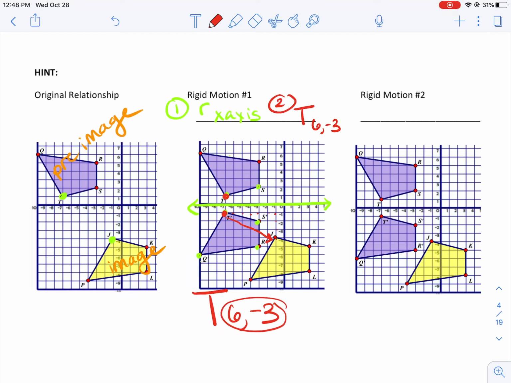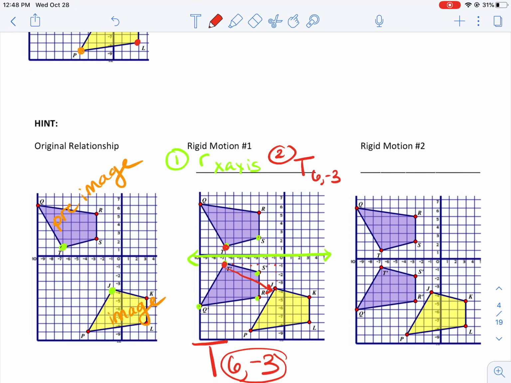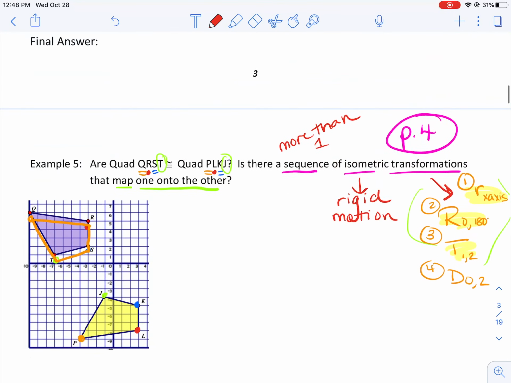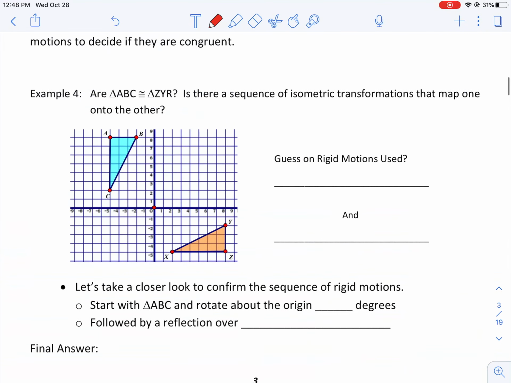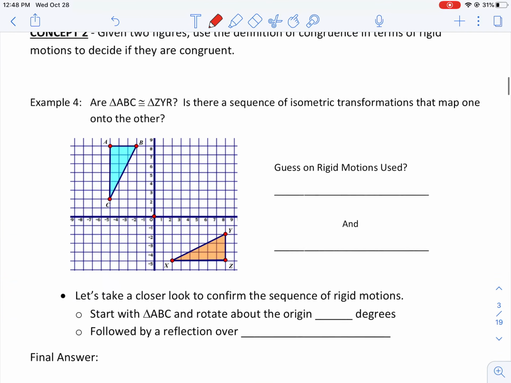Okay, now, I think this picture is exactly the same, but that would be the process you go through, is you look and see how do I get from one to the other. Now, there are usually more than one way to do these problems. So what I want to do is have you go back to page 3 and look at example 4.